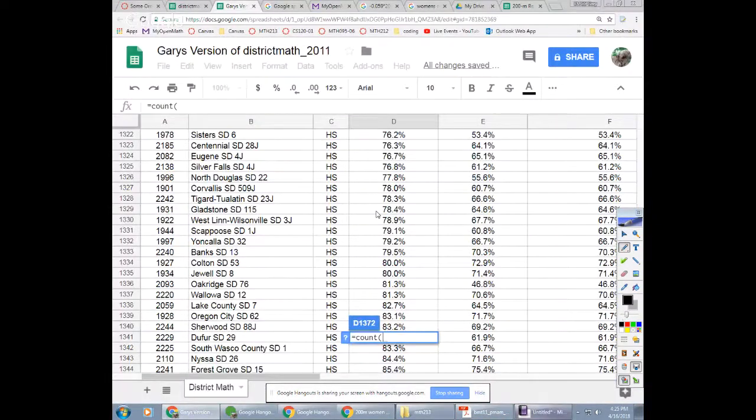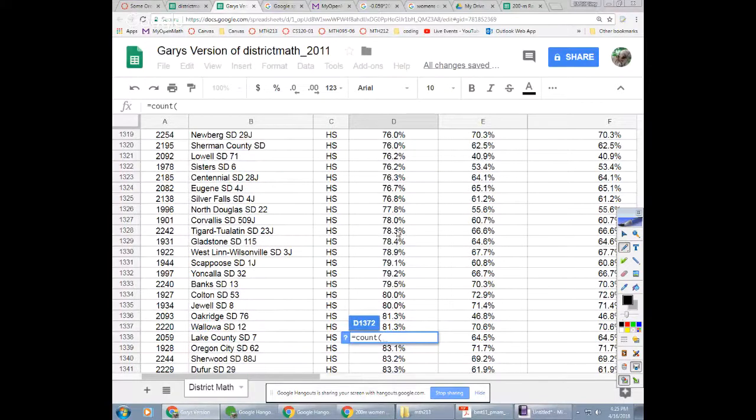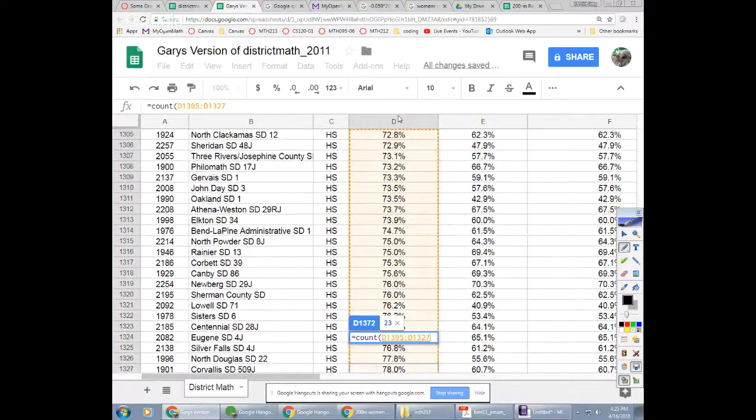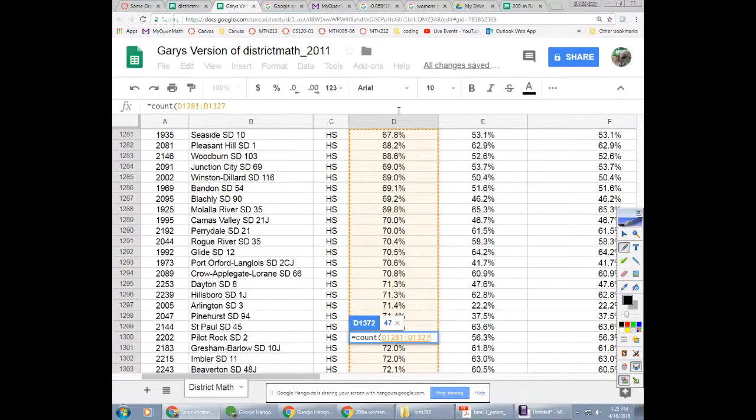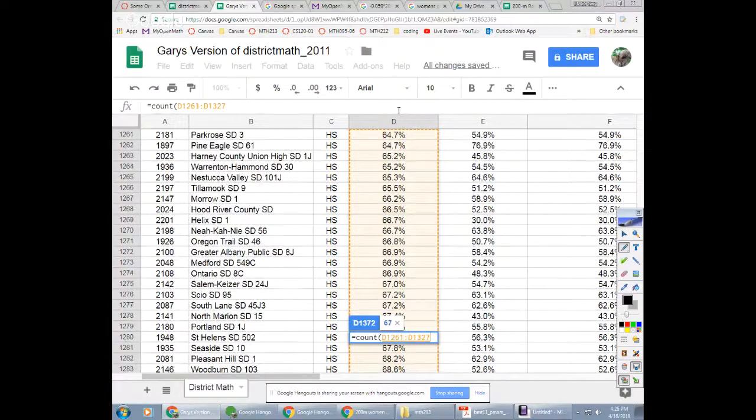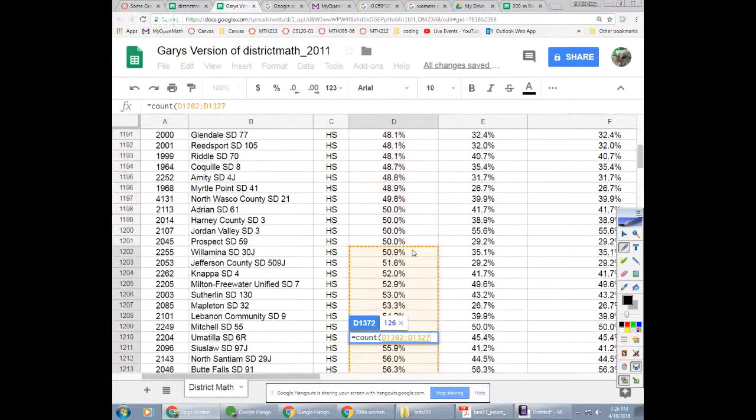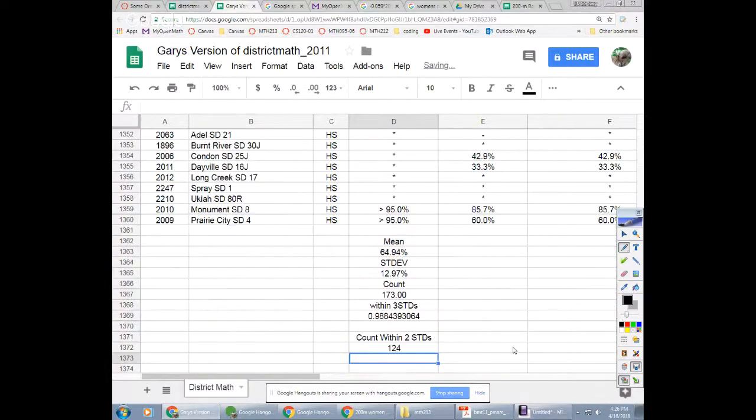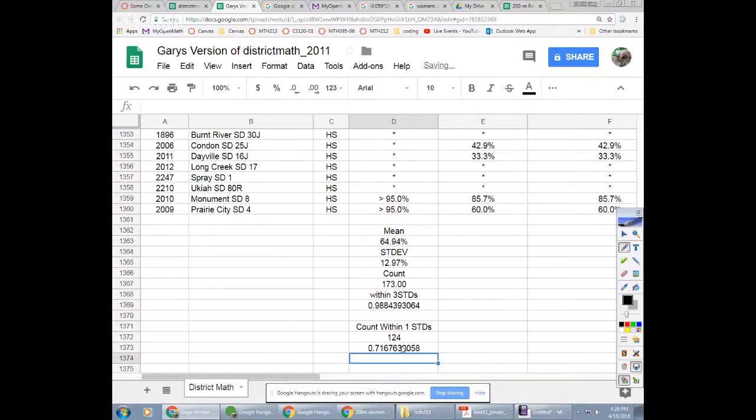Fix that. So, okay, so here's 78.3. I'm going to say that's too high, so I'll start with this one and go back till I get to 52-ish. Okay, so here's 52 exactly. So close parentheses, hit enter. This is within 1 standard deviation. So there are 124 of the schools out of 173. So 124 out of 173, that's about 71%.